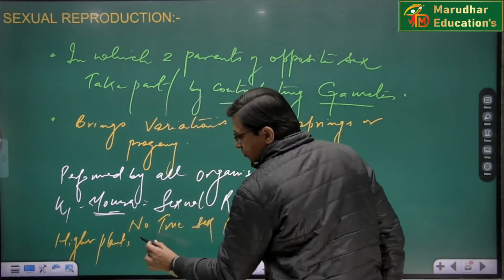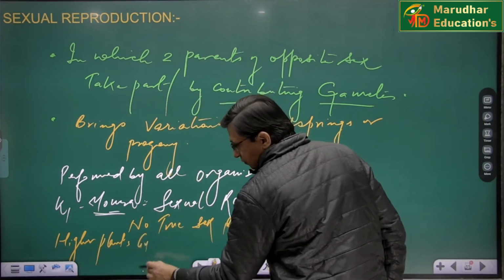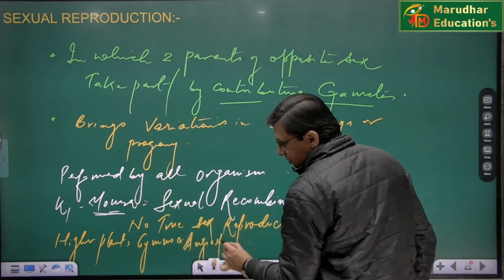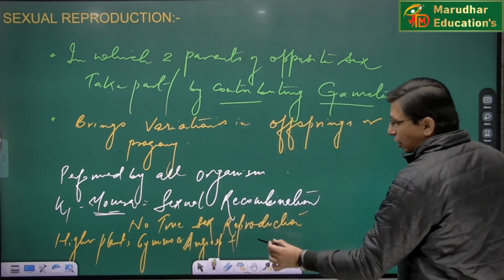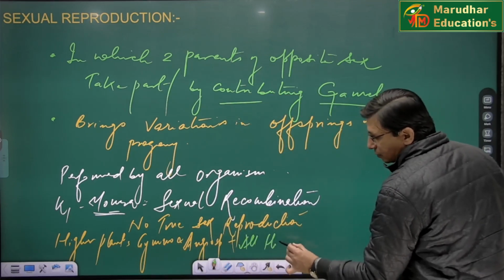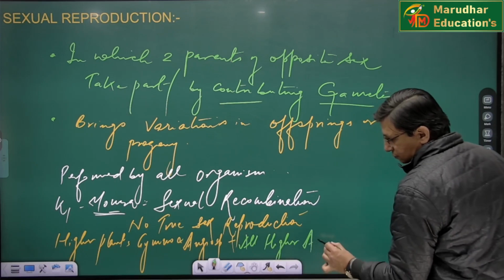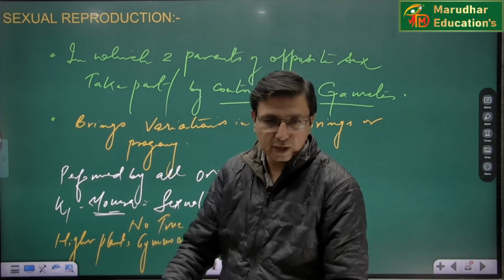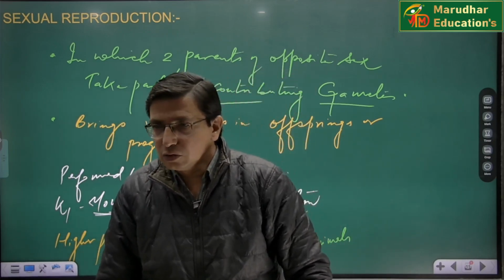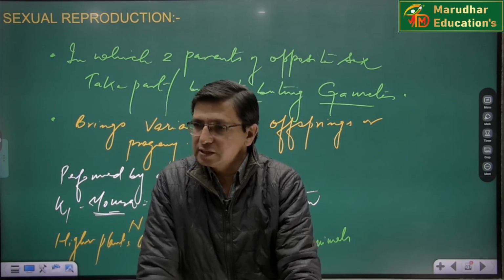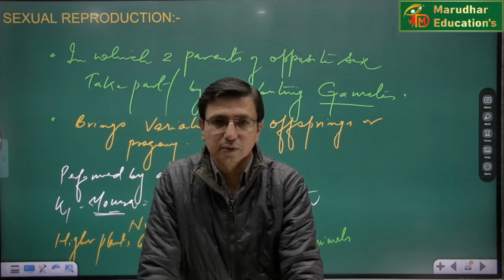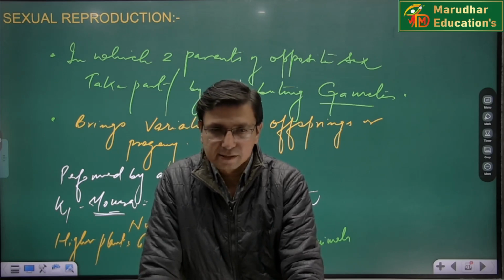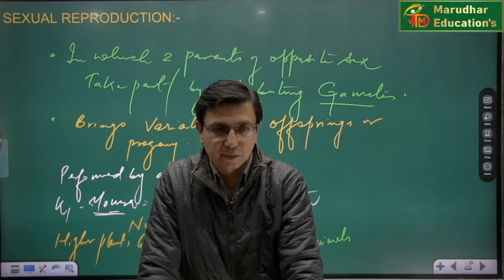like angiosperms, most of gymno and angiosperms, plus what? All higher animals, they reproduce only by means of sexual reproduction, right? You will not find any kind of asexual reproduction in case of angiosperms or gymnosperms. They would undergo only and only what? Seed formation by the agency of sexual reproduction.